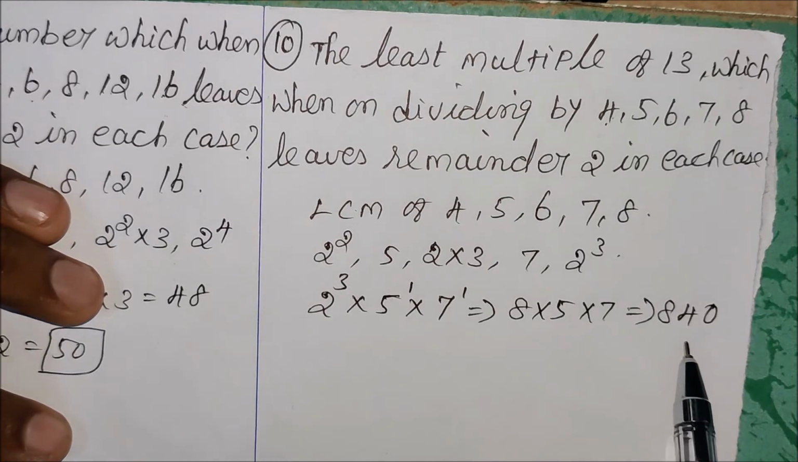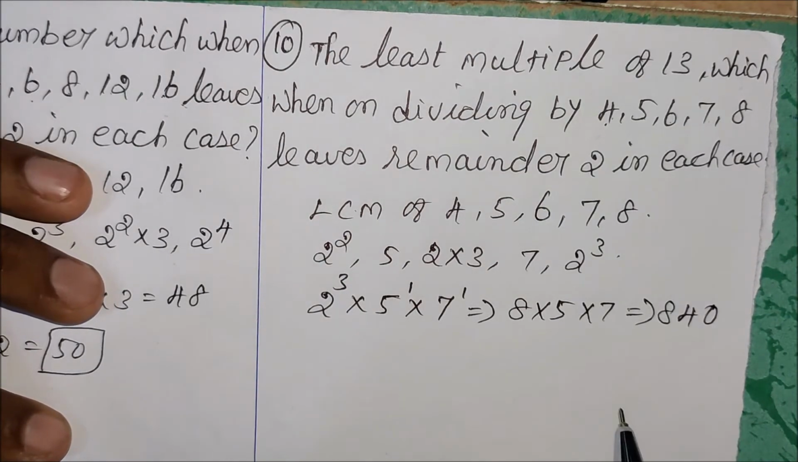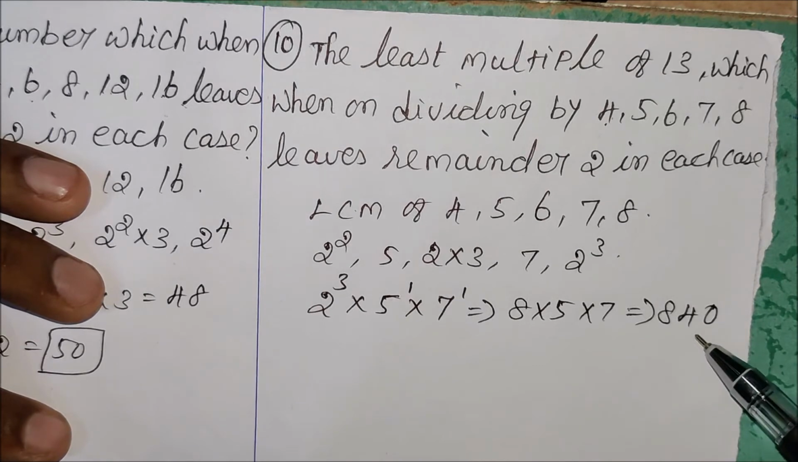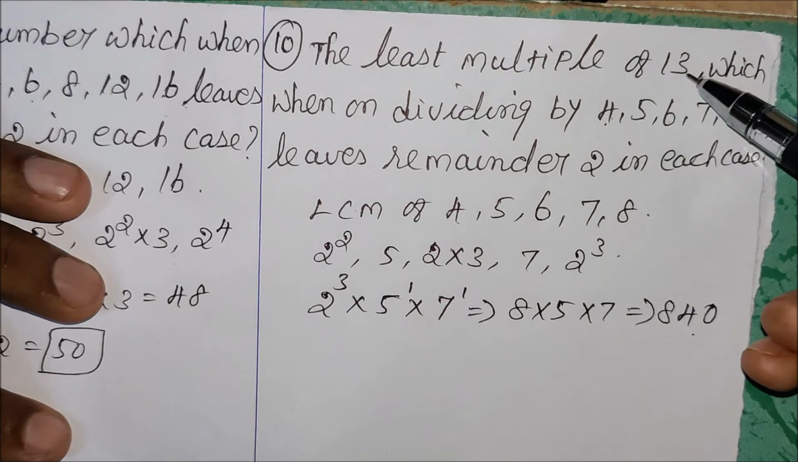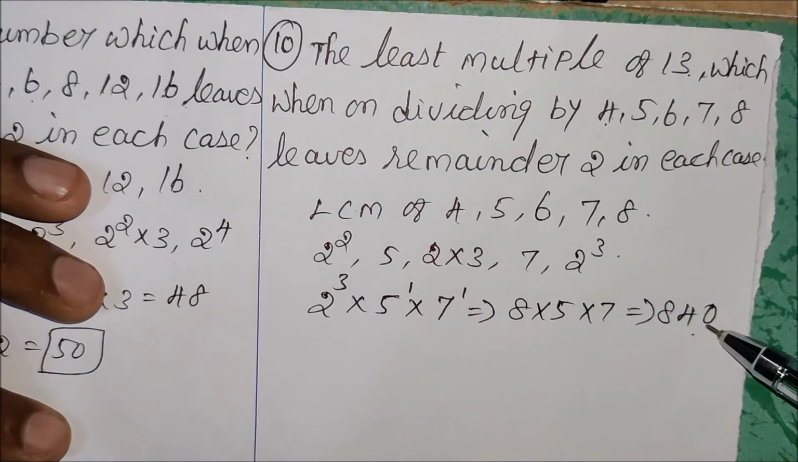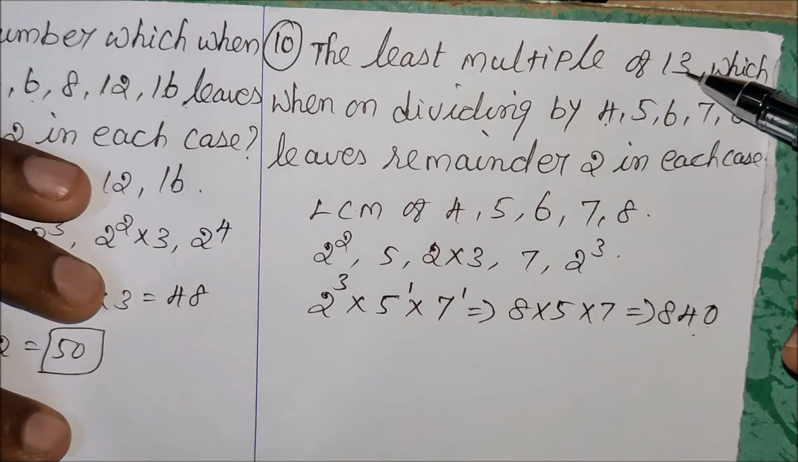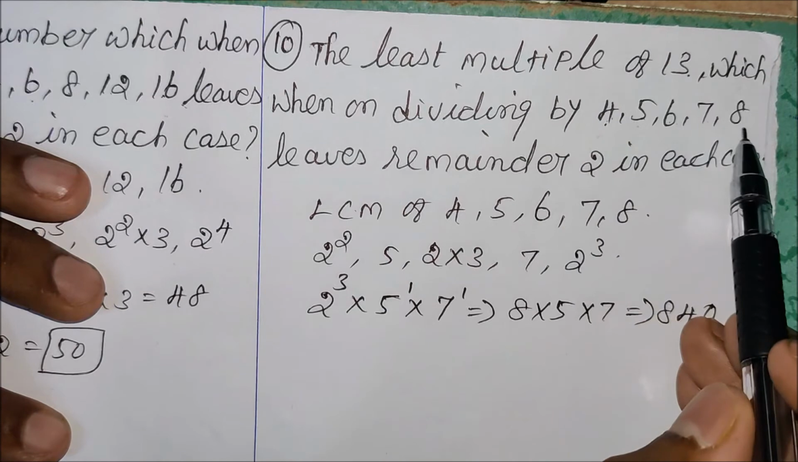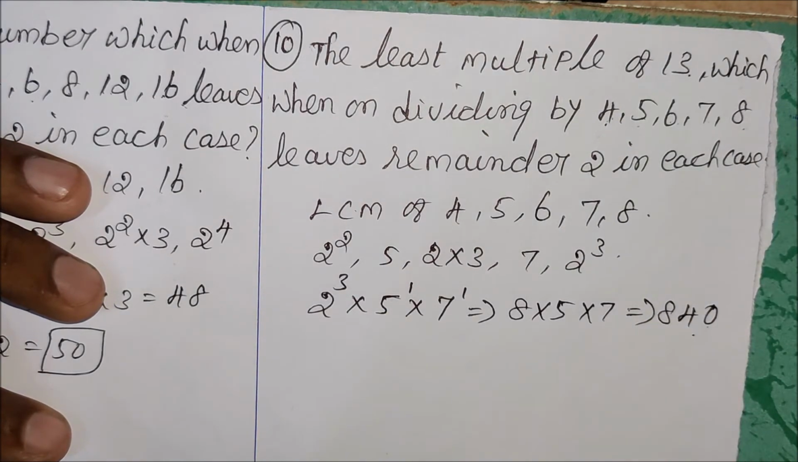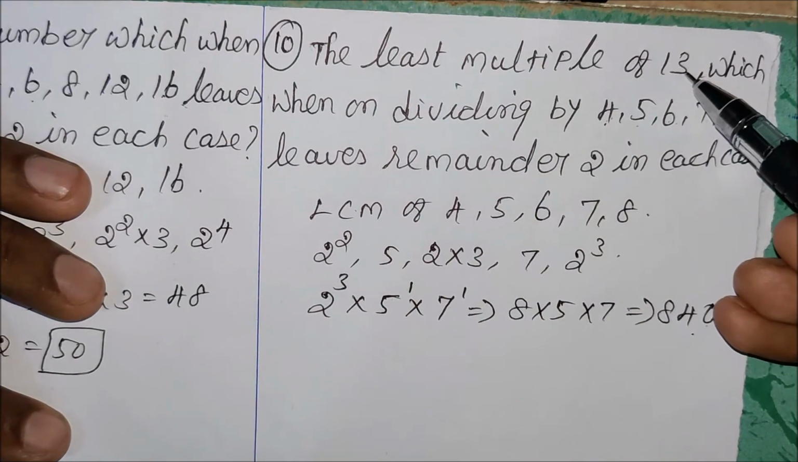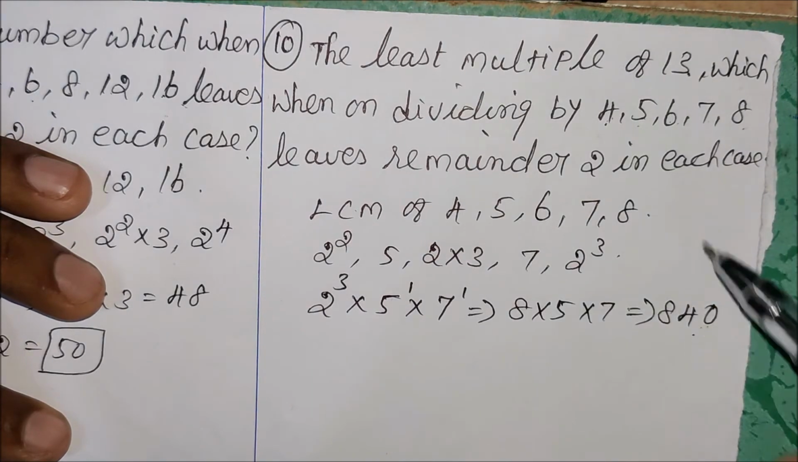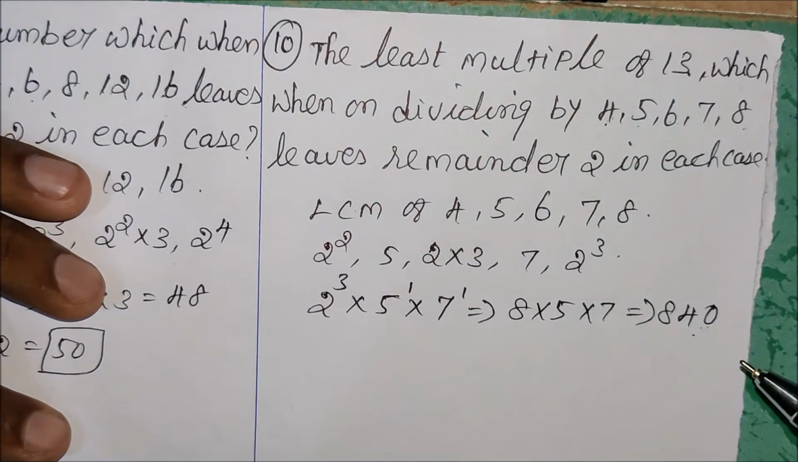But this will not be the answer. We need to find the answer. So here we have 840. This 840 will not be a multiple of 13, and it is exactly divisible by 4, 5, 6, 7, 8. But we don't have such a case. What case we have here? The number should be exactly divisible by 13, and when the number is divided by 4, 5, 6, 7, 8, it gives a remainder. That is the case.